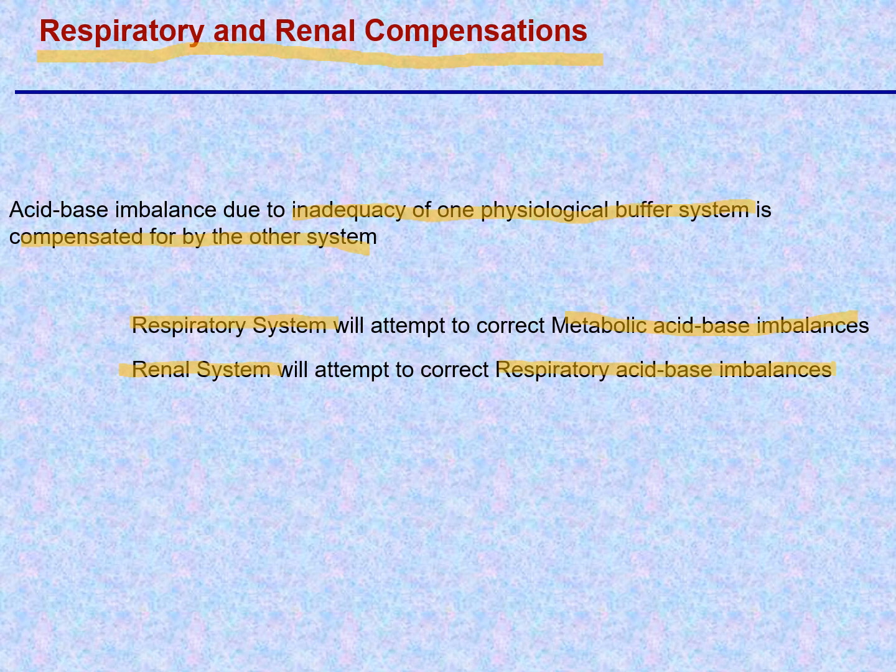These are the two major buffering mechanisms for imbalances generated, and these are the two physiological buffering systems. Respiratory tries to correct metabolic imbalances, and renal systems or kidneys try to correct respiratory imbalances.